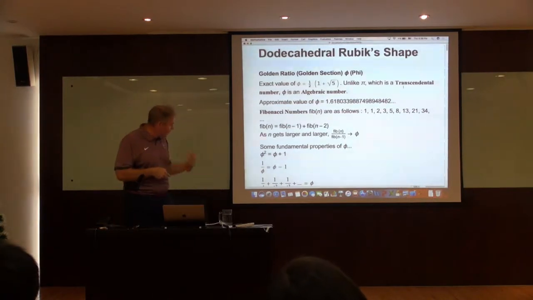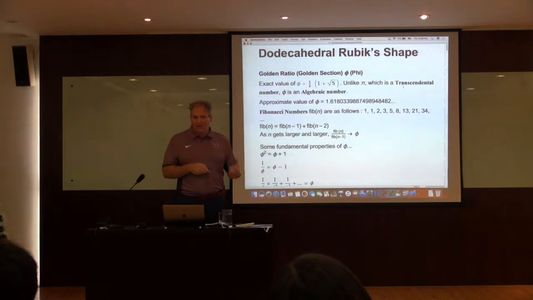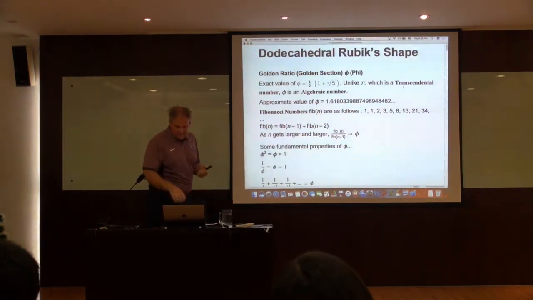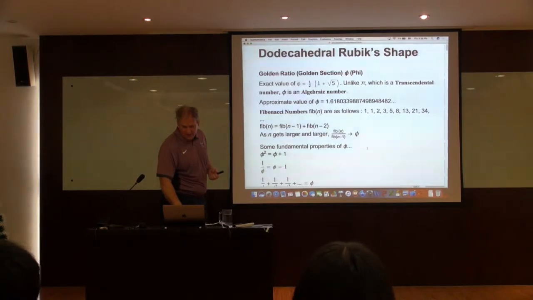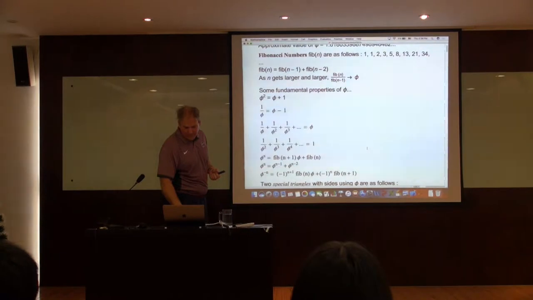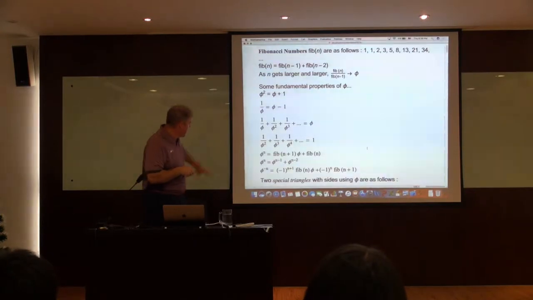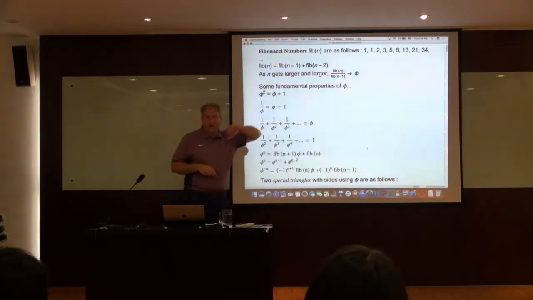So when you're actually solving a closed form formula for the Fibonacci, you incorporate phi, or the golden ratio. I didn't have time to go through this in the PowerPoint, but here are some quick fundamental properties. As I mentioned earlier, 1 over phi is phi minus 1. Some interesting properties.